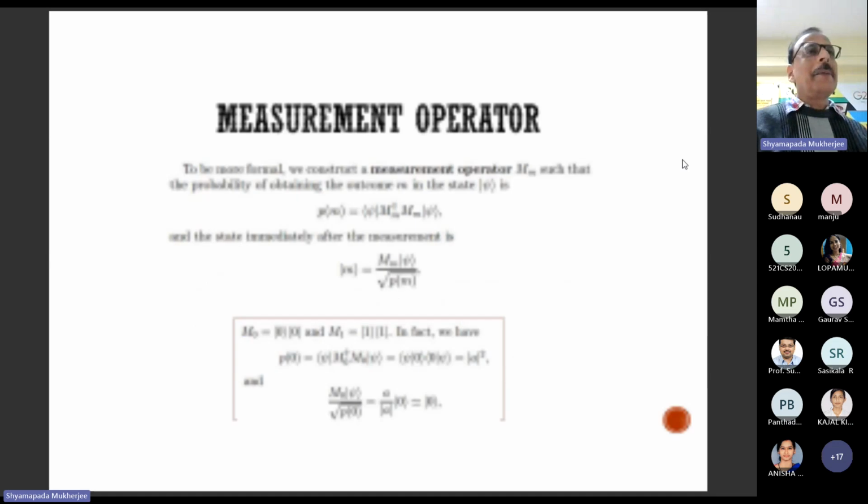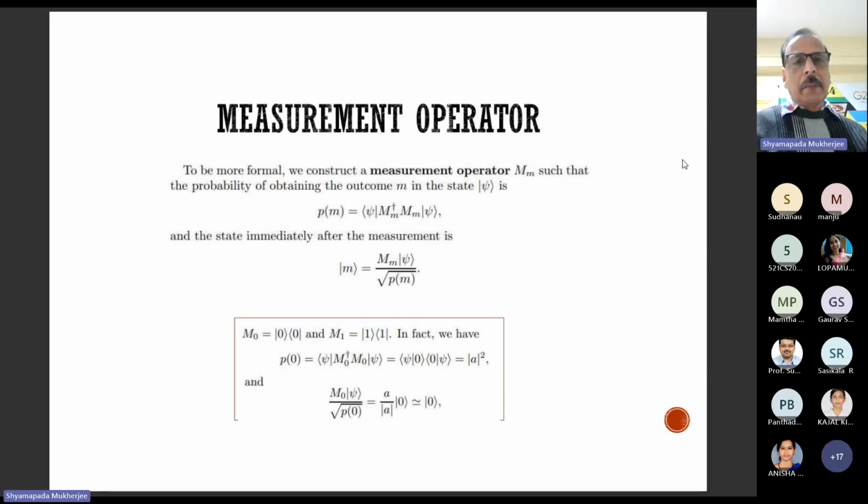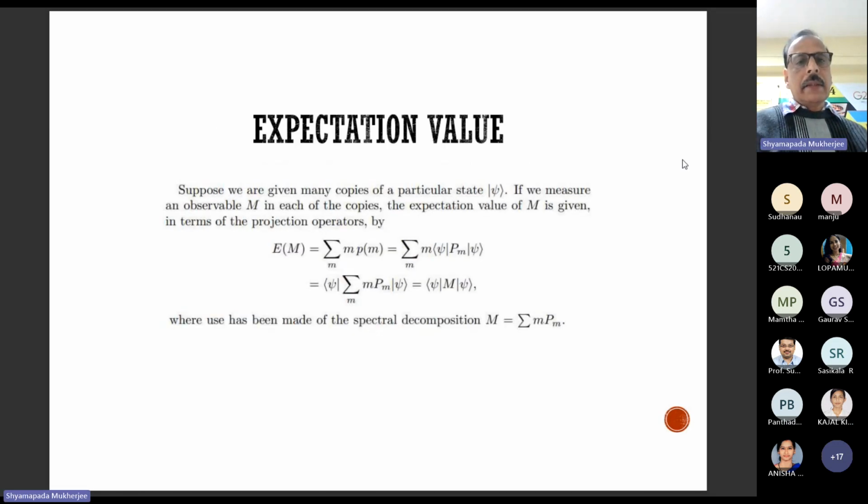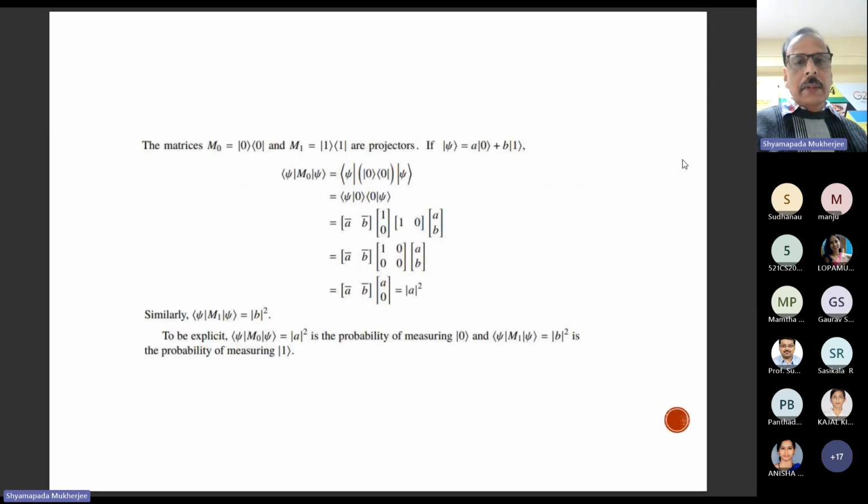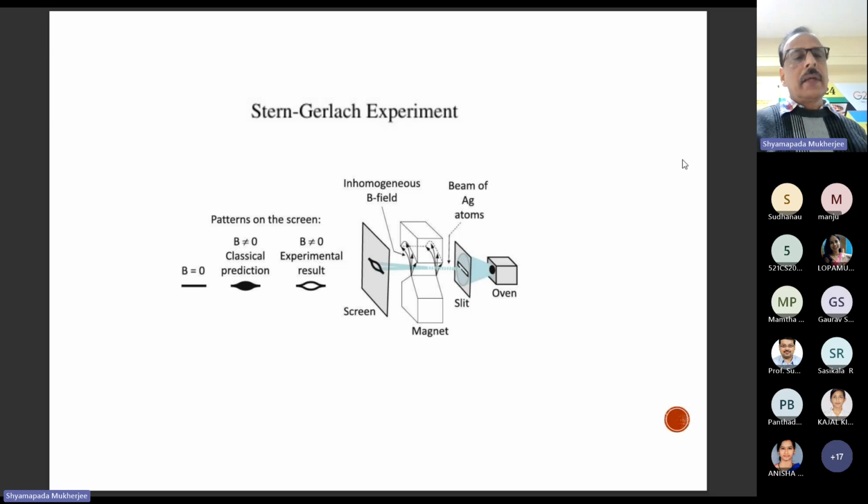No? Very difficult. So I am telling you, and this is the measurement operator. Now don't go into detail about this one. It has some notation like bra and ket notation, and there is some expectation value. So now I shall start. Now I shall explain the Stern-Gerlach experiment, and after that I shall start the basic mathematics of this. What is the time left? Only 1 hour gone. Oh, very good.